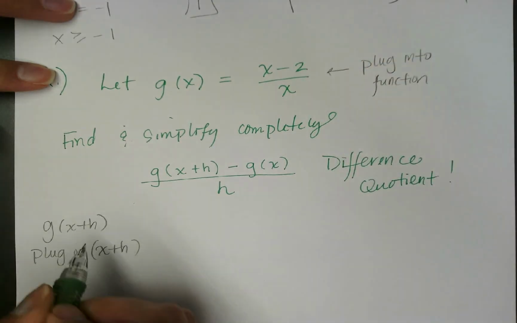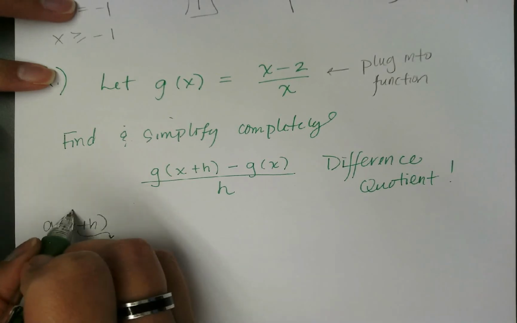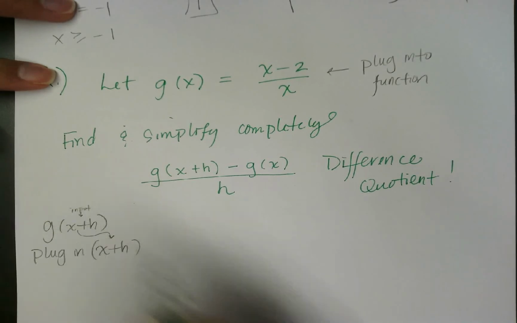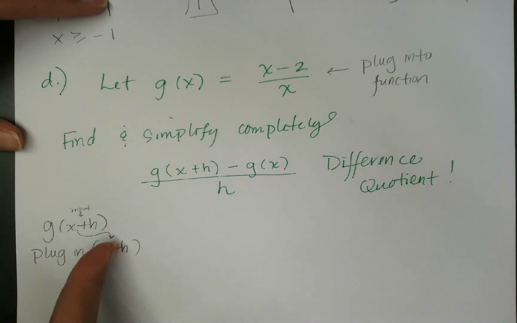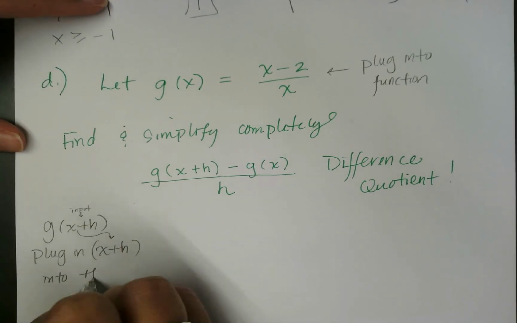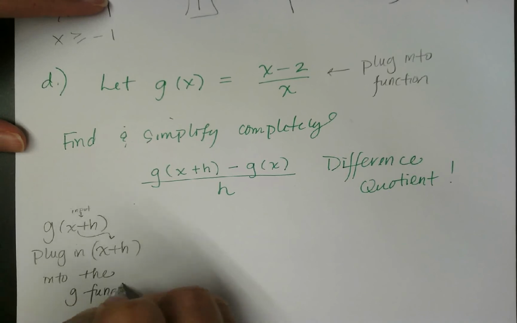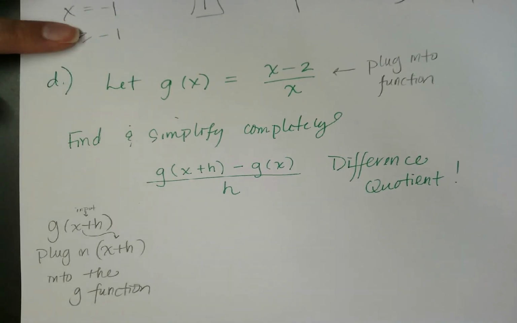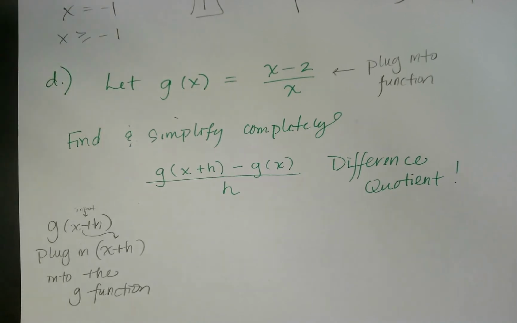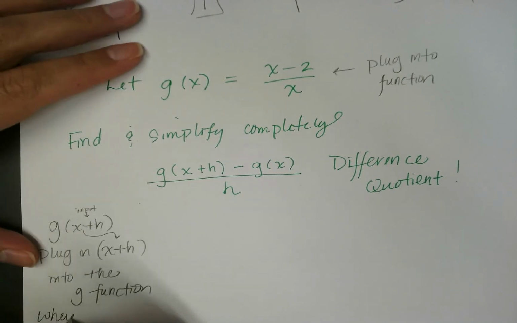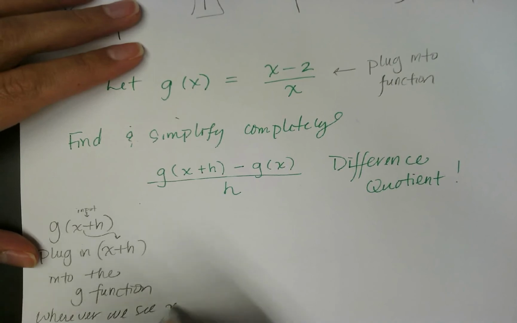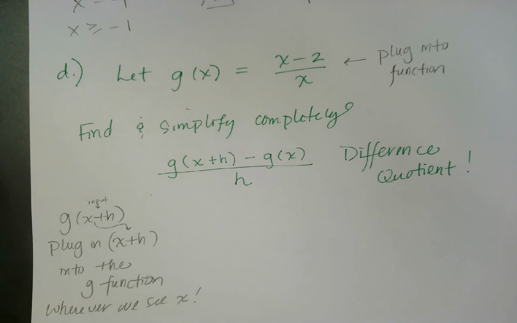This notation means plug in g of x. That's your input. So instead of plugging in 0 or 5 or negative 1, we are plugging in x plus h. We're plugging in crap. So you plug in this crap using parentheses into the g function. You gotta know what that notation means, and everybody gets thrown off. There's so many variables everywhere. So we plug in x plus h into the g function wherever we see x. That's what that means.